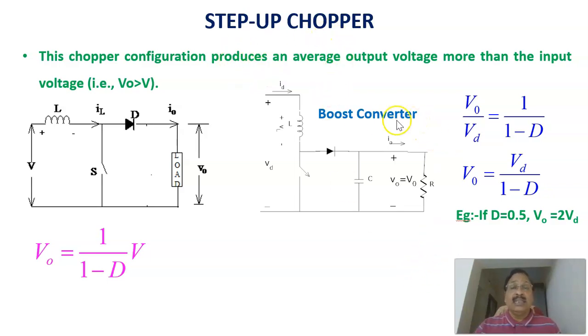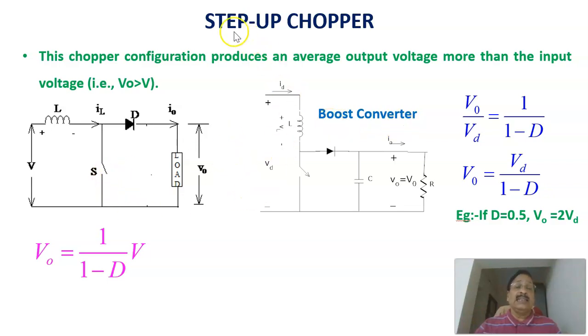The converter case, the boost converter, is the same as this one. Same here, an inductor at the input side, a switch, a diode, and a capacitor. Again here, the relation between output voltage and input voltage is given by 1 by 1 minus D, or output voltage equal to the input voltage divided by 1 minus D. Therefore, by changing the duty ratio, you can vary the output voltage for a given input voltage. Since the output voltage is always more than the input voltage, we call it a step up chopper or step up converter. That is called the boost converter.